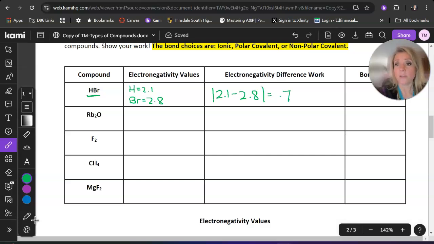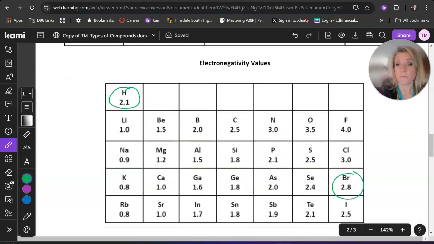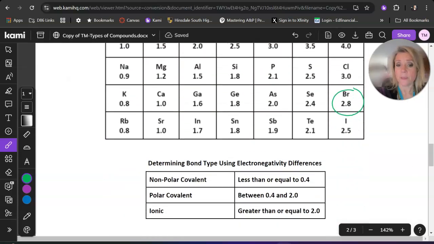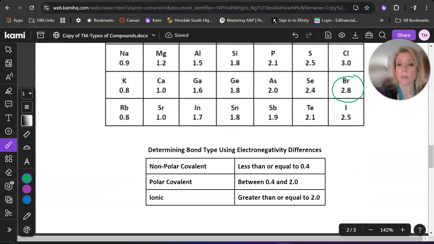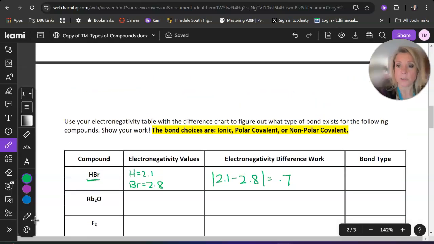So when we take a look at the bond type, we just need to come down here. 2.7, or I'm sorry, 0.7 is between 0.4 and 2.0. So that means that the bond between hydrogen and bromine is polar covalent.